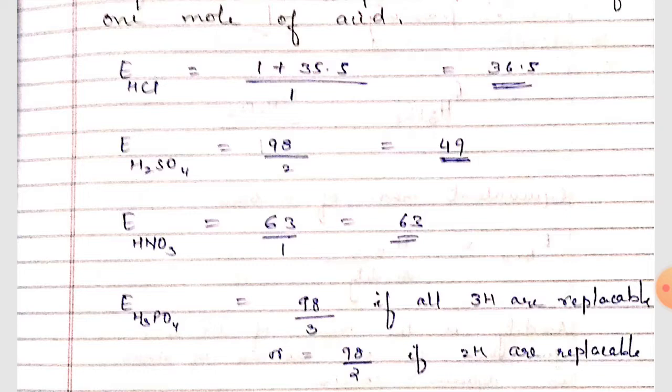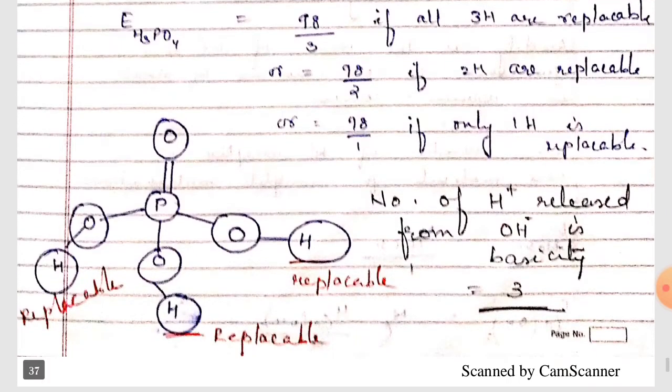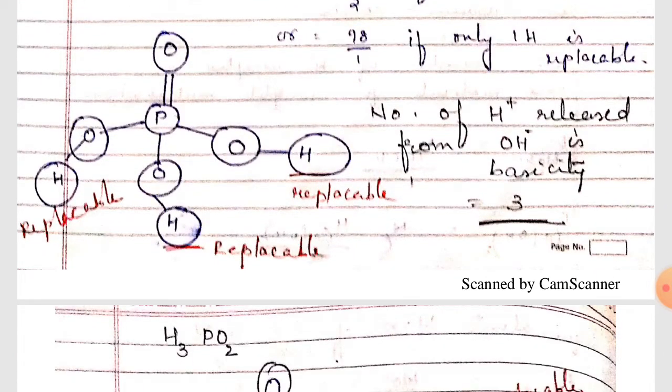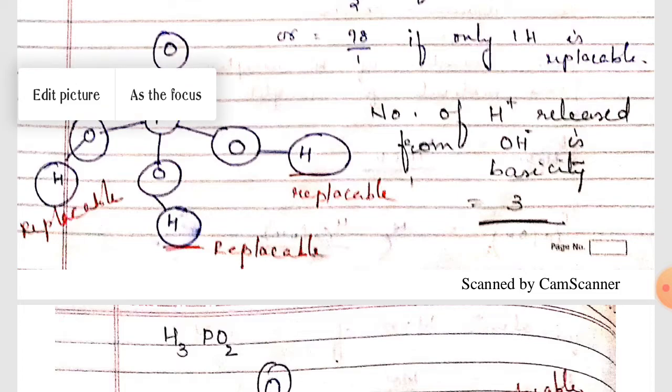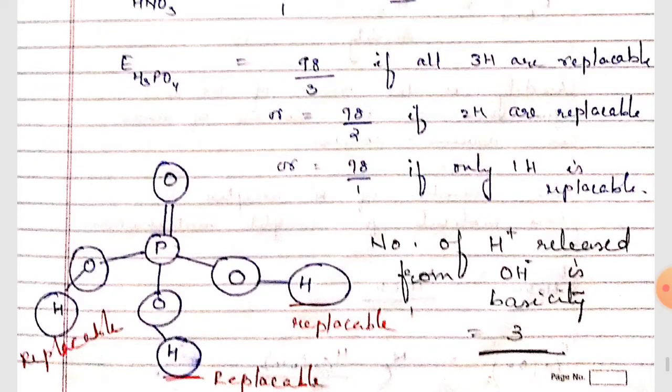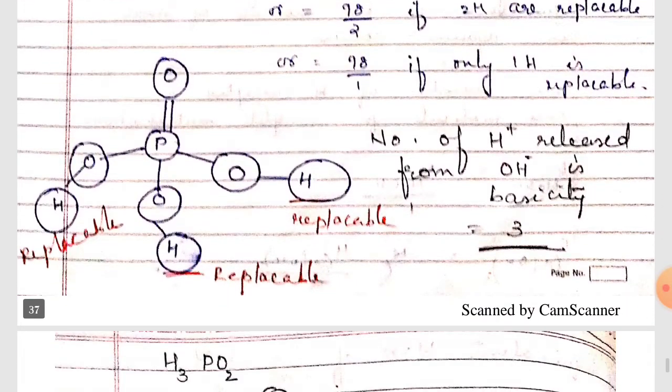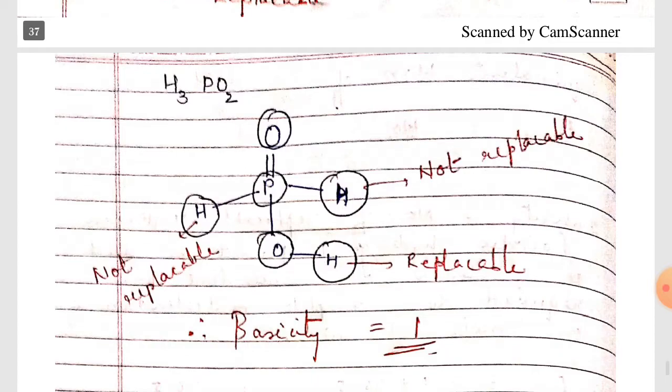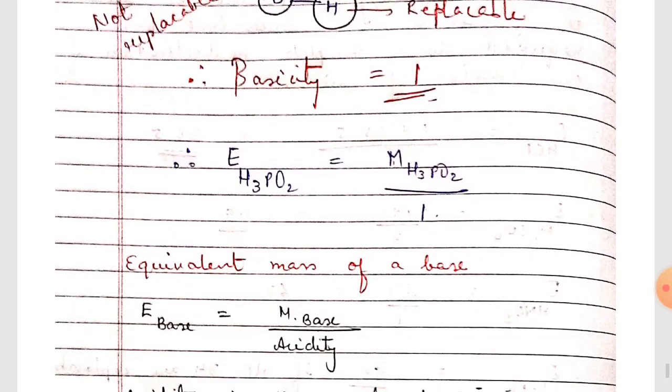And phosphorous acid has 3 H plus that can be removed. So 98 by 3. This is the structure of H3PO3. If 1 H is replaced, it is 98 by 1. If 2 H plus are replaced, 98 by 2. If all the 3 H plus are replaced, it's 98 by 3. In H3PO2, only 1 H plus is replaced. The other two are directly bonded and they are not replaceable. So molecular mass divided by 1.